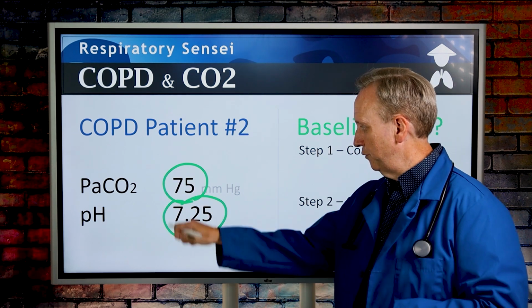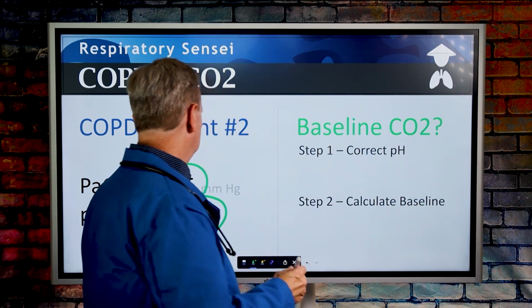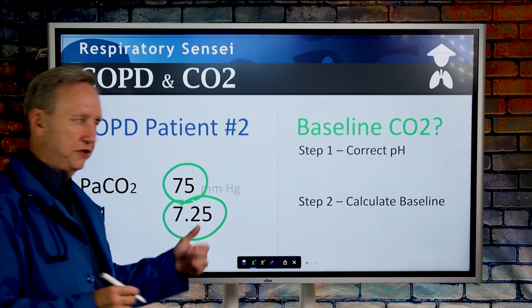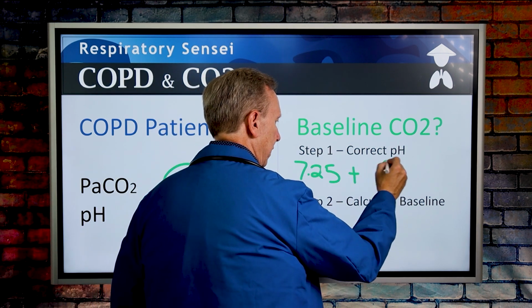And so its pH is 7.25. All right, and so let's go check that out. So the question is what? Take a look at our pH. So we have 7.25 plus what? And sometimes it's a minus.